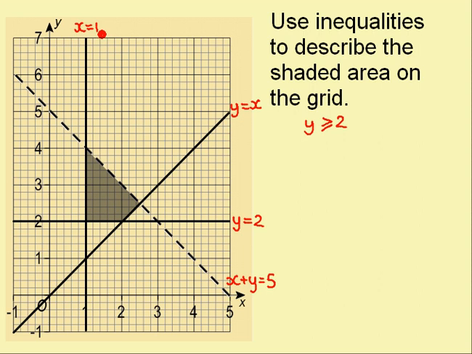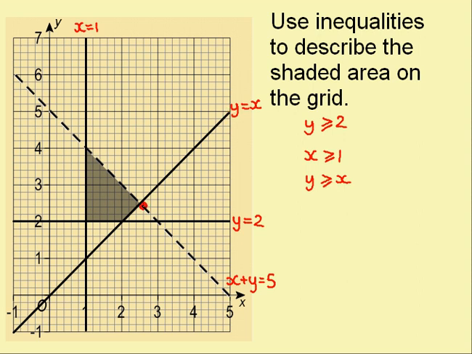For the x equals 1 line, I can see that the shaded region is to the right of it. So again, that must be greater. So it's x is greater than 1, and the line is solid, so it's greater than or equal to 1. For the y equals x line, again, I can see that the shaded region is above it. So y must be greater than x, and again, it's a solid line, so it's greater than or equal to.